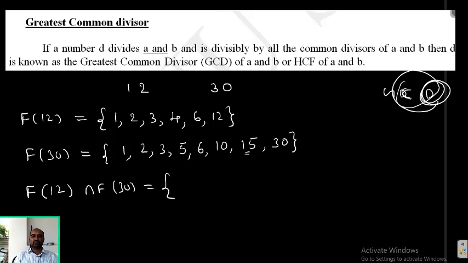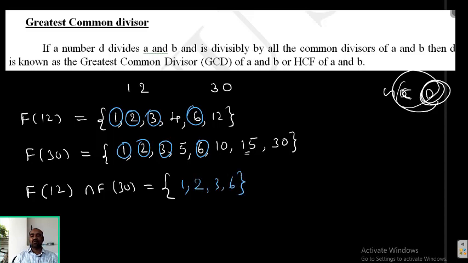equal to. Okay, so what are the common ones? 1 is a common factor. I will circle it first of all. 1 common, 2 common, 3 common, 6 common. So 1, 2, 3, 6. These are the common factors. Among all these common factors, the highest one is 6. That is called the greatest common factor of 12 and 30.